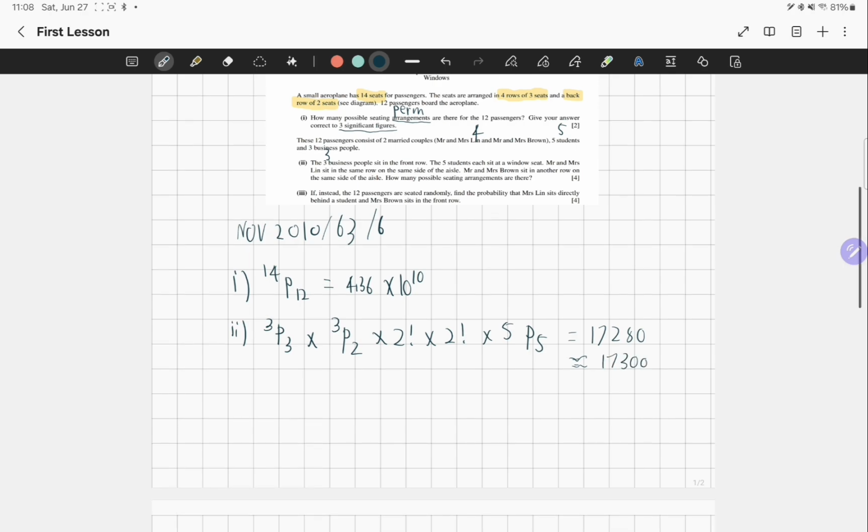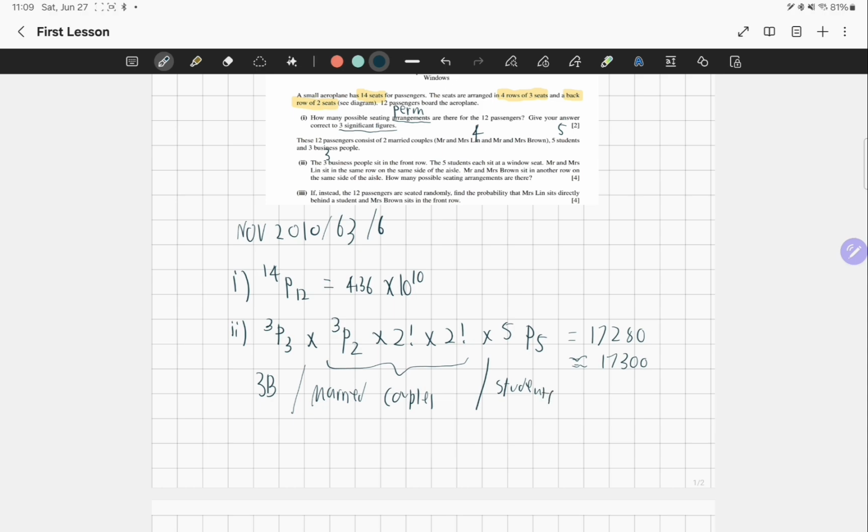17300. Okay, as a summary, 3P3, remember, is for the 3 business people at the front, and then this whole thing is for the married couples, and this is for the students.